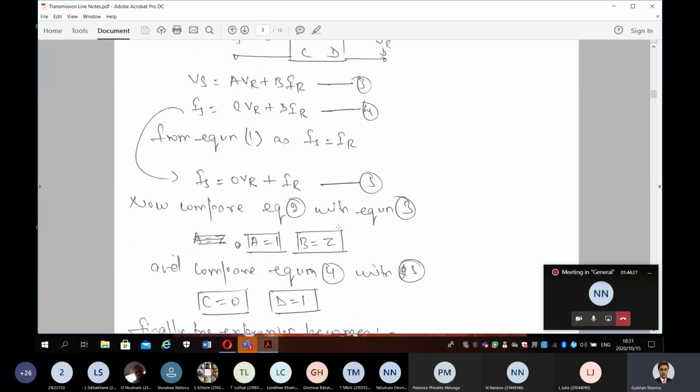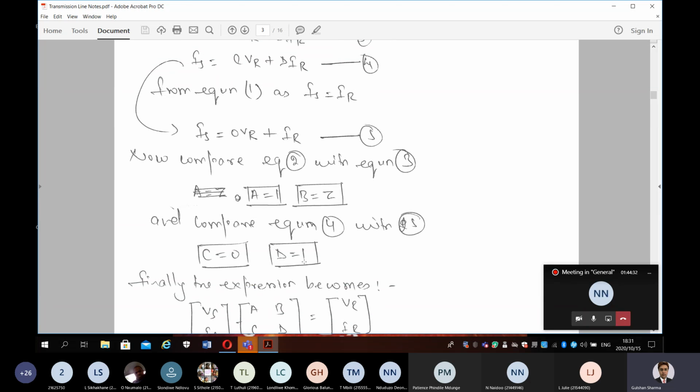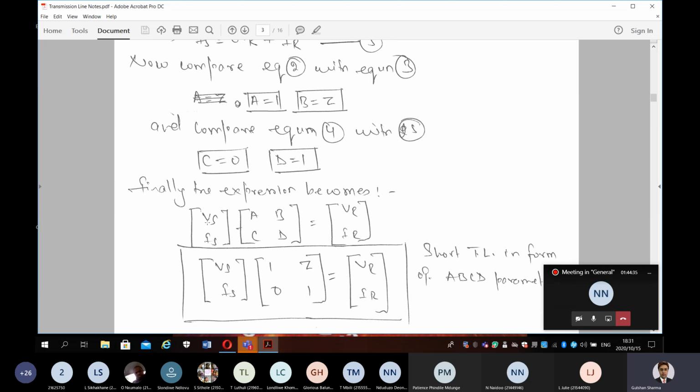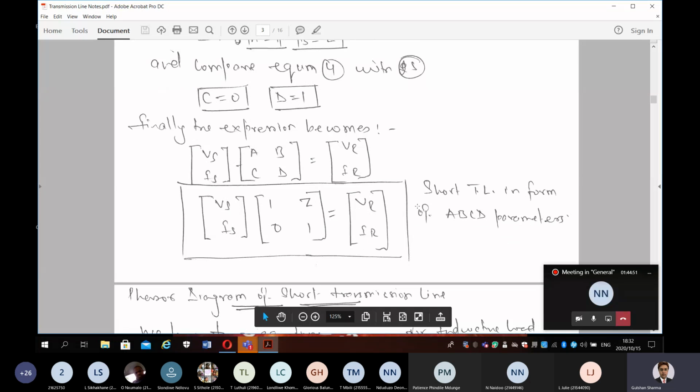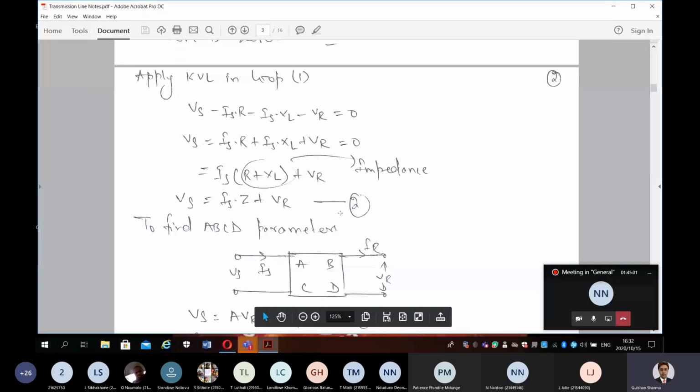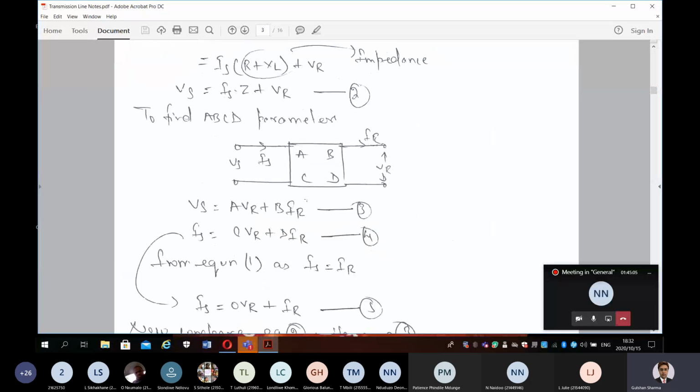So finally guys, you see that I got the value of A as 1, B as Z, C as 0 and D as 1. The expression becomes VS, IS, A, B, C, D, VR, IR. VS, IS same, the value of A 1, value of B Z, value of C 0 and value of D 1. So these are the parameters of the short transmission line in the form of ABCD parameters. Okay, so this is the way we calculate the parameters of a short transmission line.